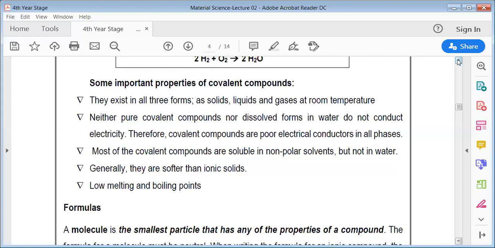Generally, they are softer than ionic solids. Ionic compounds are harder, stronger. Covalent compounds, because we said they are either solid or liquid or gases, if you compare them with ionic compounds, have in general low melting and boiling points.